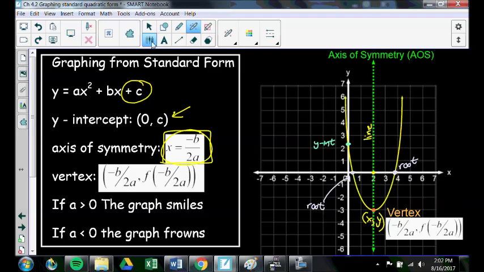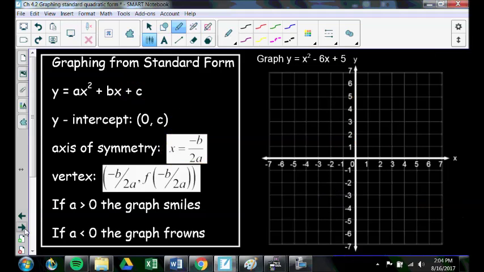There's other things we can find also. We know if the a value is positive, the graph will go up. I say it smiles. This graph here is smiling because the a value is positive. But if the a value is negative, the graph will go down. It frowns. There are also two things called roots. These are called roots, or x-intercepts, or zeros. All three of those terms mean the same thing. We don't know what those are by some quick little trick from ax squared plus bx plus c, although we will find lots of ways to find those as we move forward.